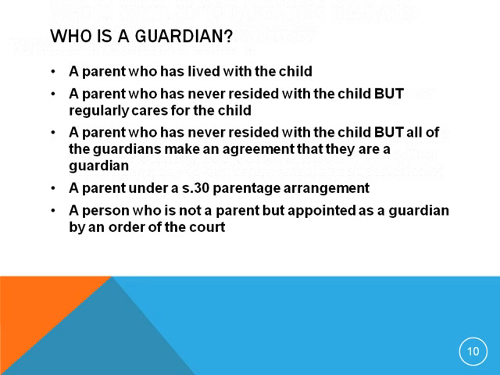So a guardian is a parent who has lived with the child, a parent who has never resided with the child but regularly cares for the child, a parent who has never resided with the child but all of the guardians make an agreement that they are a guardian, a parent under a Section 30 parentage agreement, and a person who is not a parent but is appointed as a guardian by an order of the court. So I'm going to run through an example of what all those are.